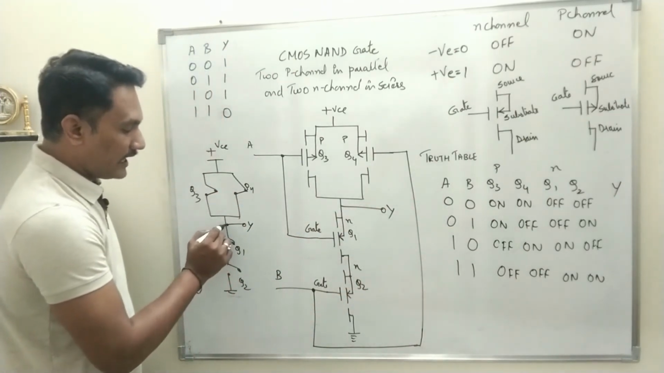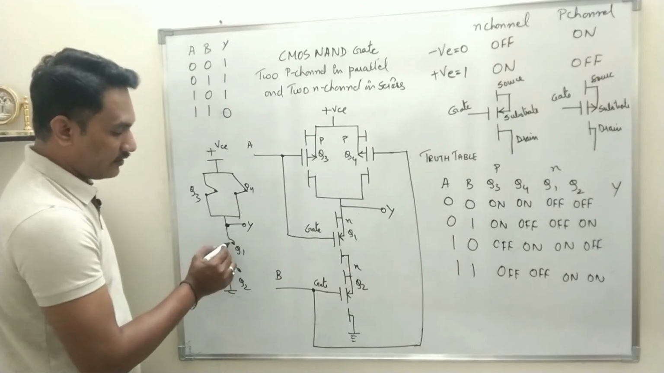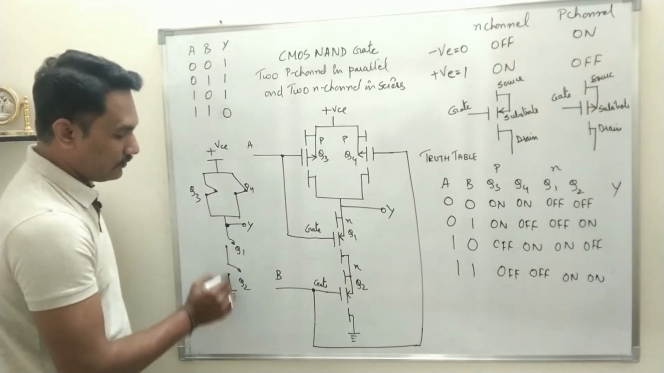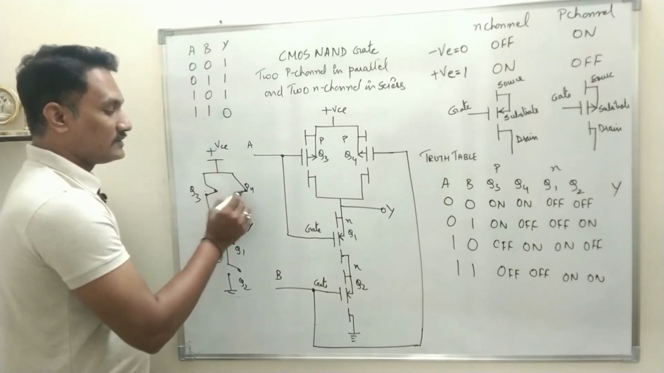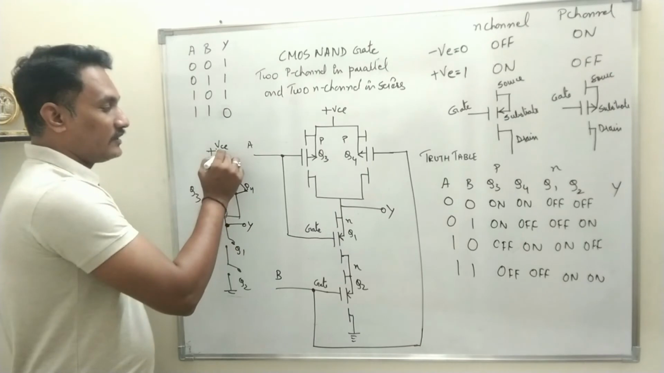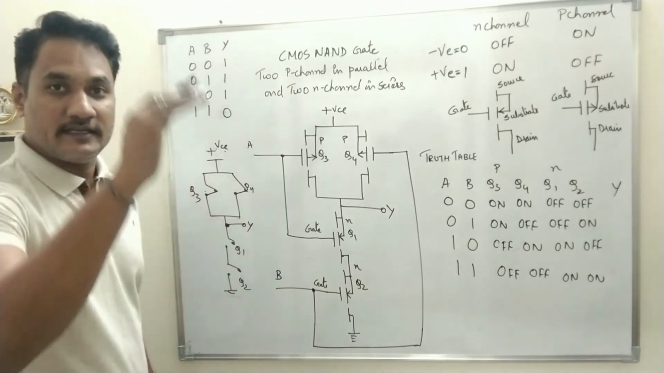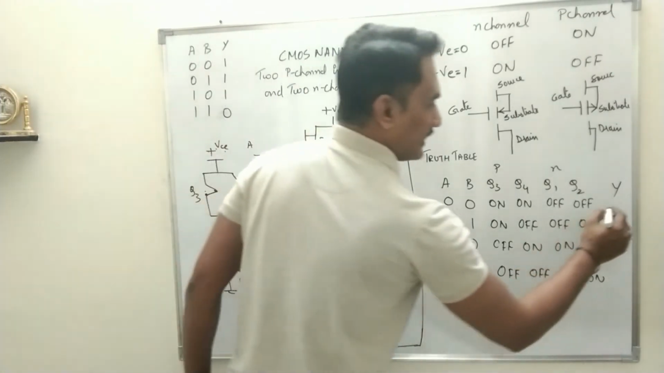So what happens to Y? Y cannot be connected to ground as the switches are open. Y can be connected to plus VCC because both the switches are on. So Y gets connected to plus VCC, and plus VCC means any higher positive voltage, which will be considered as 1.